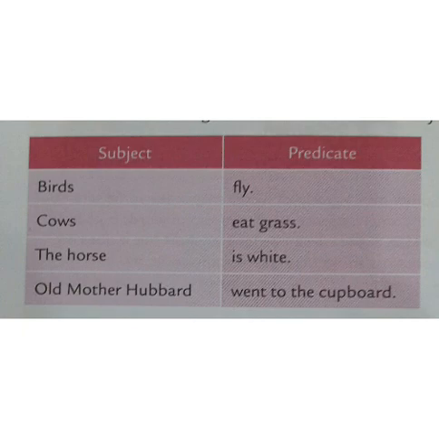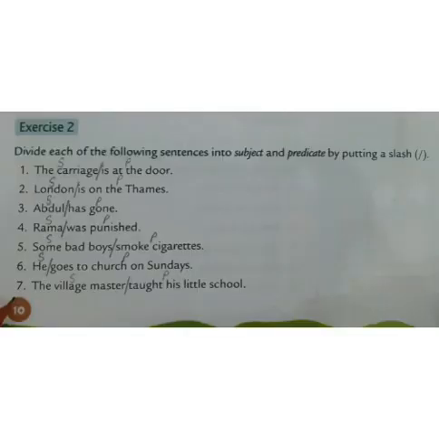I hope you understood. Now we will do exercise number 2. Now look at the exercise. You will do it with me. Divide each of the following sentences into subject and predicate by putting a slash. The same way you will do as I have done. Number 1. The carriage is at the door. So the subject is the carriage, is at the door, that is the predicate.